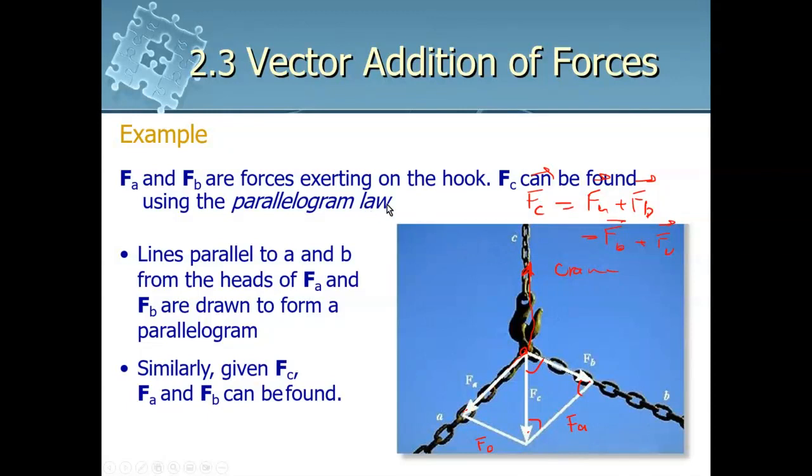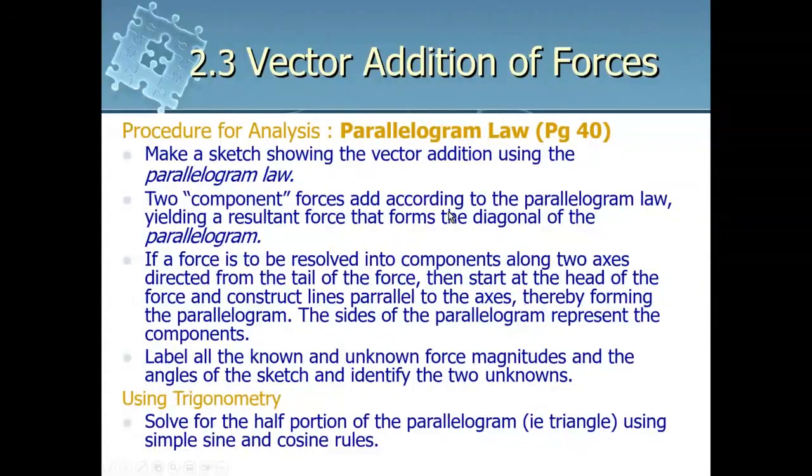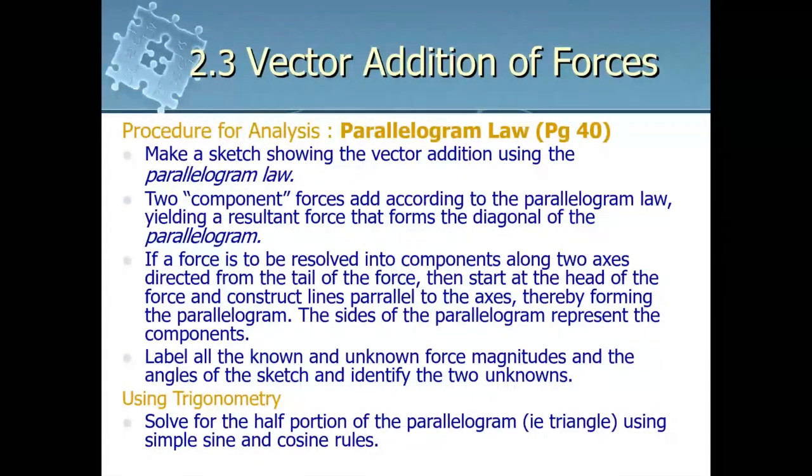So that is called the parallelogram law. Parallelogram law means that triangle is half of a parallelogram. You can deal with the left-hand side parallelogram, or you can deal with the right-hand side parallelogram. So the left-hand side give you the first equation. Sorry, this is the right-hand side. And the left-hand side is if you have FB plus FA. All right, so that is the method of parallelogram or constructing triangle. They are very similar. And these are the procedure for parallelogram law.